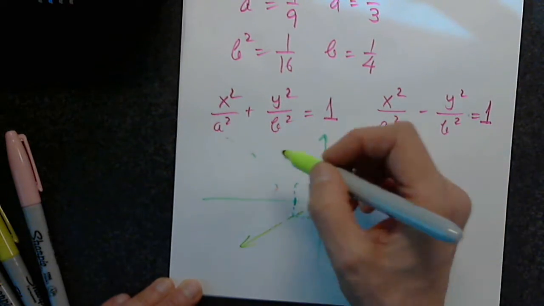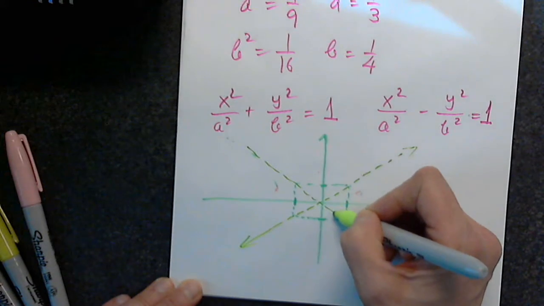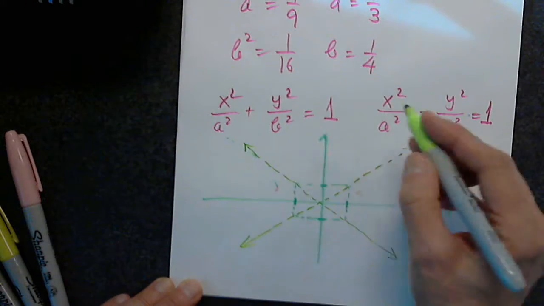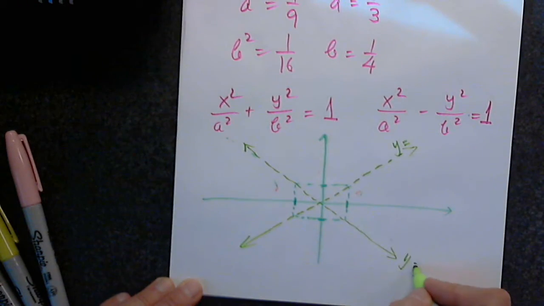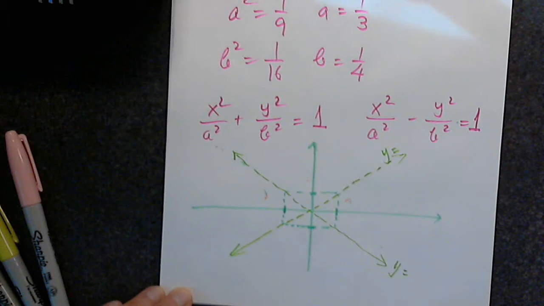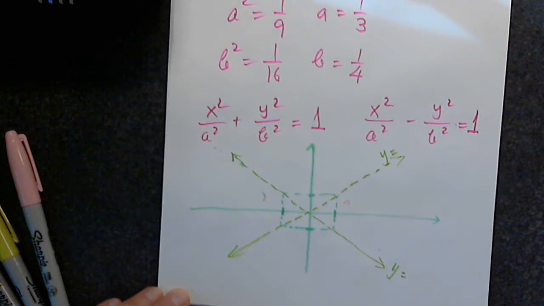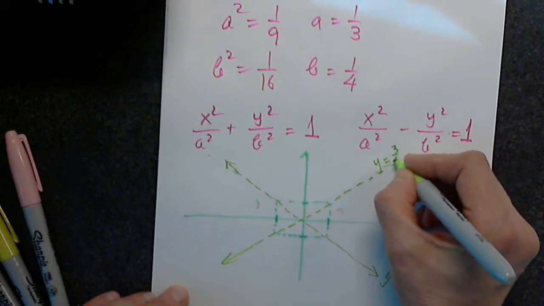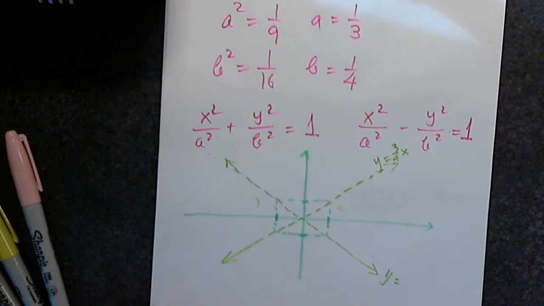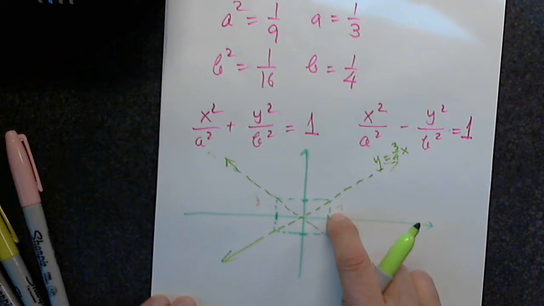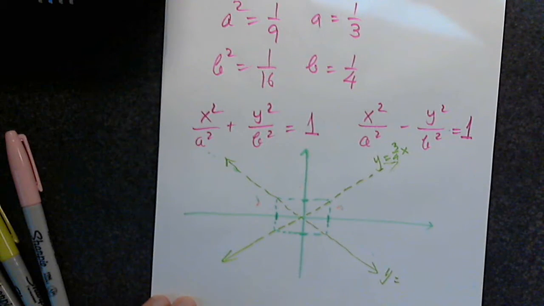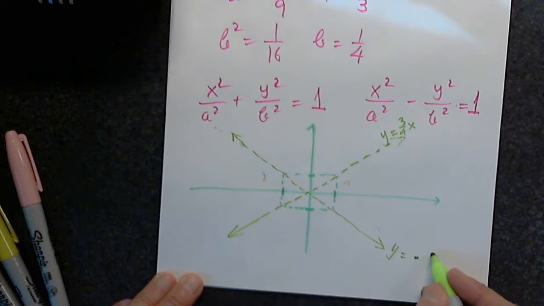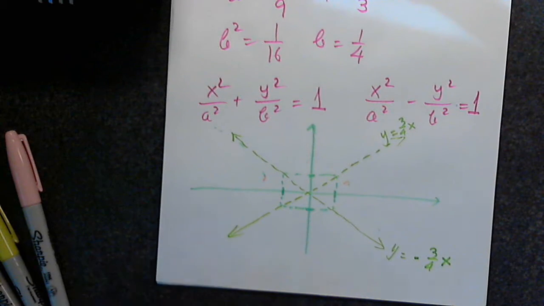I have to draw the asymptotes. And please give me the equations of the asymptotes. y equals and y equals. Yeah, I have 1/4 times 3/1, so it's going to be 3/4 x, because this is 1/4 over 1/3. And obviously the other one is negative 3/4 x.